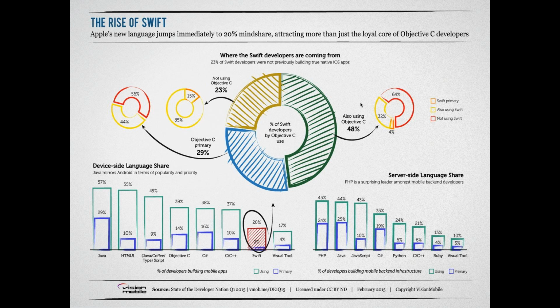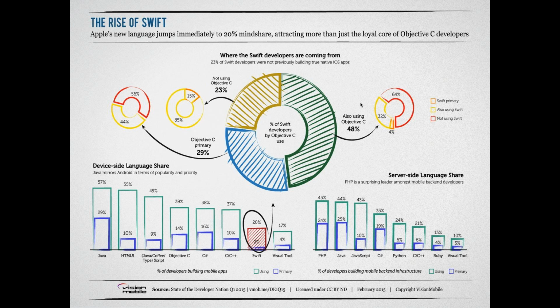What's also interesting in this chart is the breakdown of who those Swift developers are coming from. So in the middle circle, what you see is where those Swift developers are coming from by Objective-C use. So 29% were using Objective-C before. 48% were using Objective-C, but not as primary. In other words, it was their secondary language.